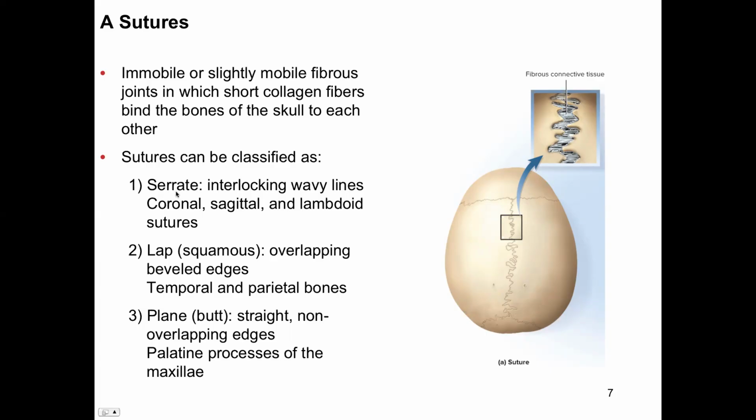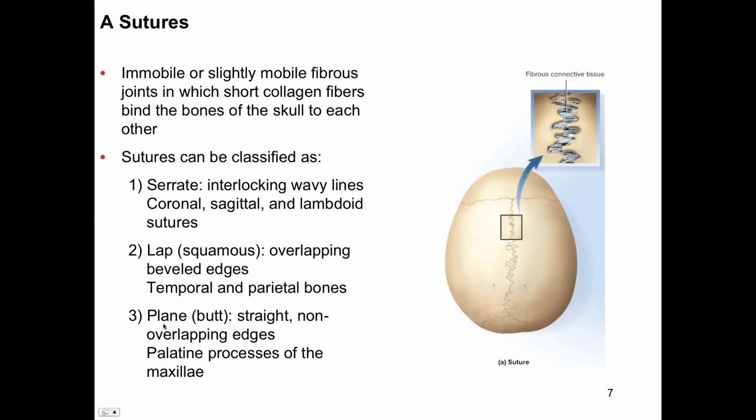But basically the serrate, you think of them as serrated, right? So that would be an interlocking, like, you know, a serrated knife has those little lumps on it, right? So those are the ones you use for cutting bread, right? Or tomatoes. So interlocking wavy lines. So that would be like your coronal suture, your sagittal, and your lambdoid sutures. Lap, this is like an overlapping or a beveled edge, all right? And this would be the temporal and parietal bones are linked that way.